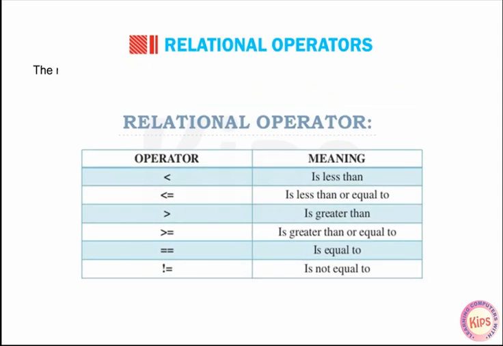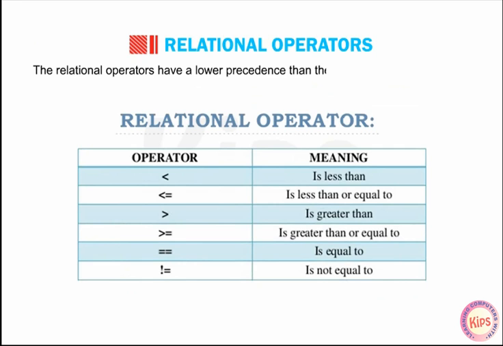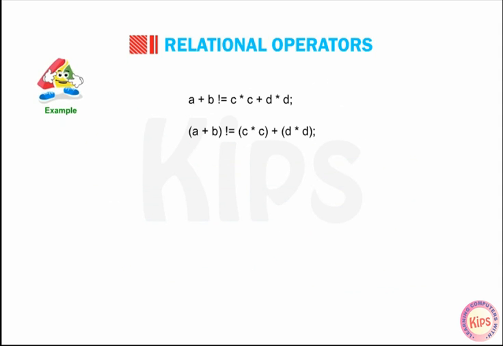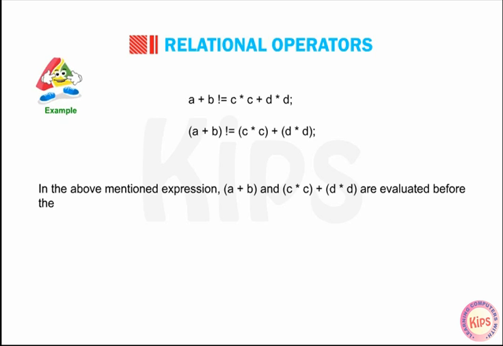Okay, students, note that the relational operators have a lower precedence than the arithmetic operators, but a higher precedence than the assignment operators. For example, a + b != c * c + d * d; that is, (a + b) != ((c * c) + (d * d)); In the above mentioned expression, a + b and c * c + d * d are evaluated before the relational operator not equal to is evaluated.